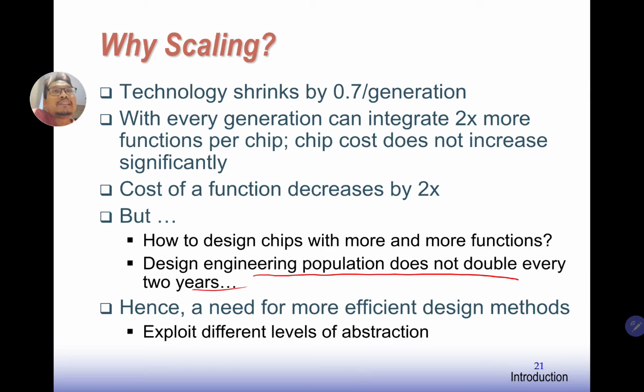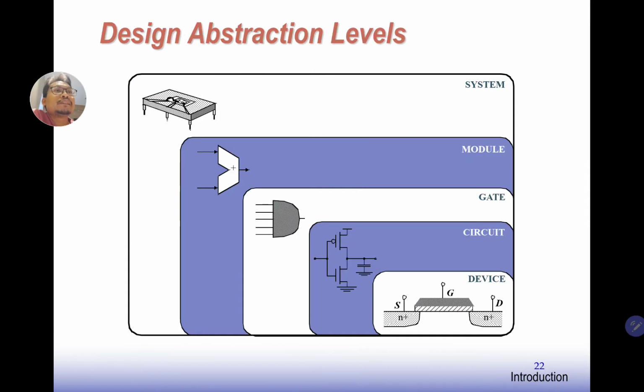So what about the design methodology? How can you leverage maybe machine learning and so on, so that we can implement the extra functions? Maybe parallelism, implementing more functions in the chip because we have more area. Hence there's a need for more efficient design methods, and this is true even today. Let's look at the design abstraction levels. The lowest abstraction is the device. We're going to look at a transistor device.